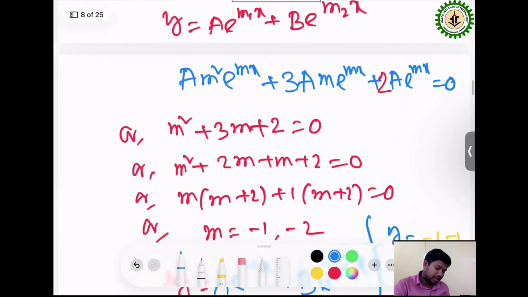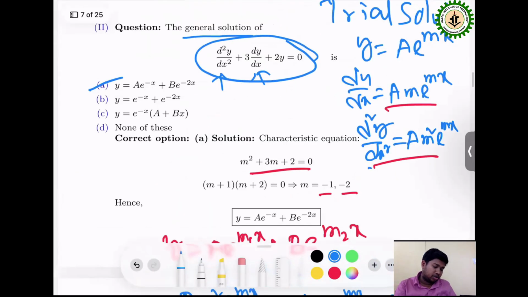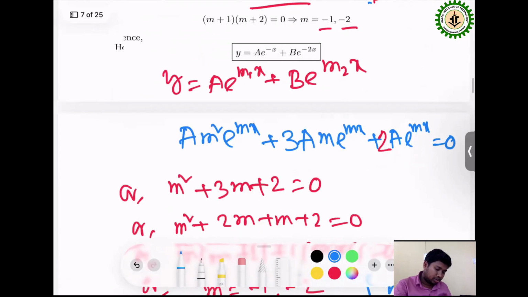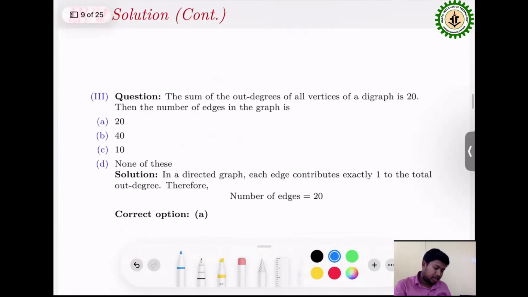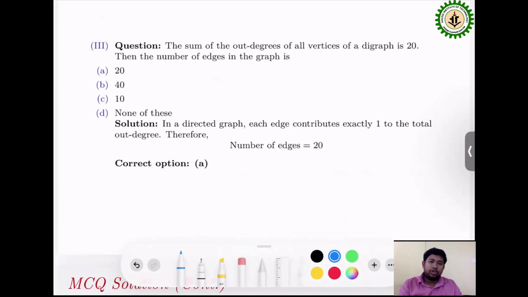This is the second question: find the general solution of the differential equation. Your answer is the first one, a e to the power minus x plus b e to the power minus 2x. And question number 3 is also from graph theory. The sum of the out degree of the vertices of a digraph is 20. Then the number of edges in the graph is: option 20, 40, 10, or none of these.